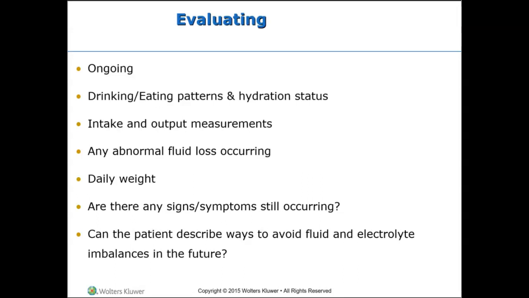Has their drinking, eating patterns or hydration status changed? Input and output measures, any abnormal fluid loss, daily weights, are signs and symptoms still occurring? Can the patient describe ways to avoid fluid and electrolyte imbalances in the future? All of these things are extremely important. Okay, this is the end of this chapter.